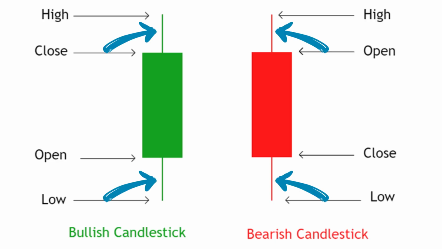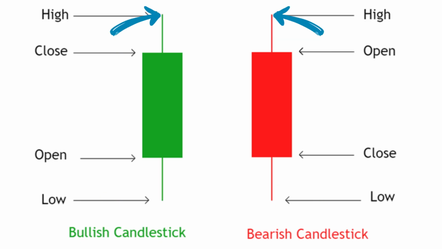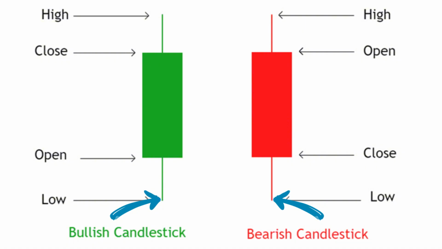Okay, look at those thin lines sticking out of the body. Those are wicks, or shadows. This is where all the drama happens. The top of the upper wick is the highest price reached. The bottom of the wick is the lowest.